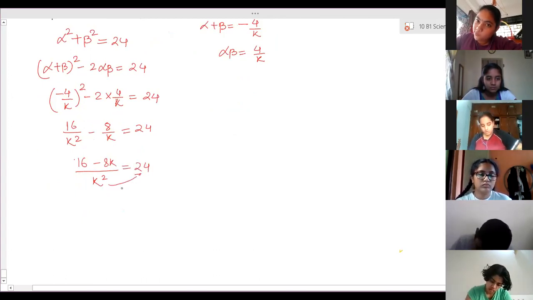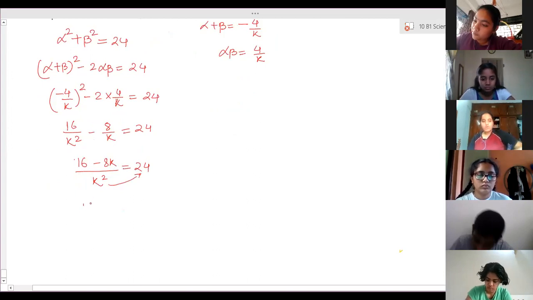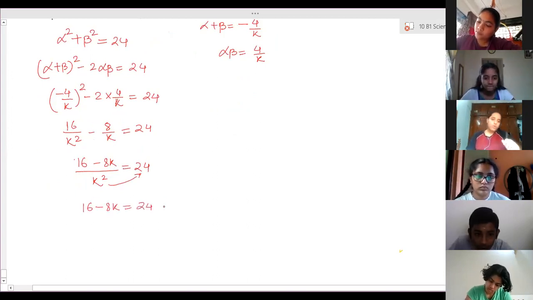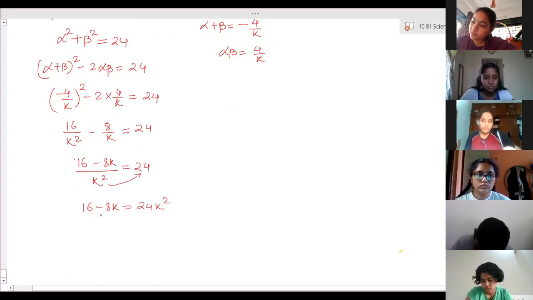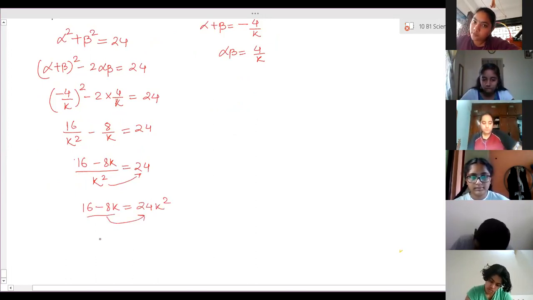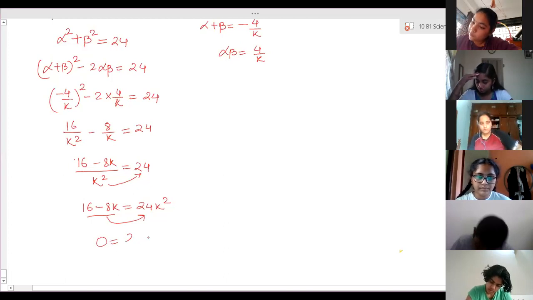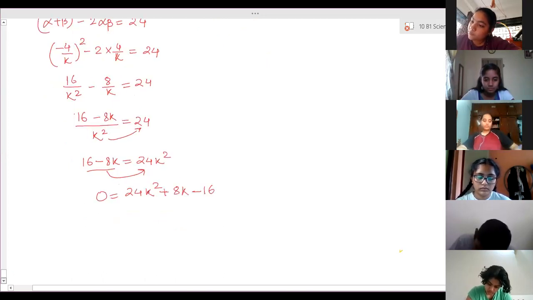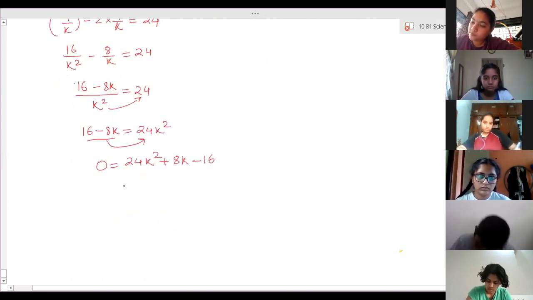Now this k square will be transferred to RHS. 16 minus 8k is equal to 24k square. Now bring all these terms to RHS. 0 is equal to 24k square plus 8k minus 16. Now all three are divisible by 8. So first understand and then write. Don't immediately copy down. Try to solve by yourself after understanding.